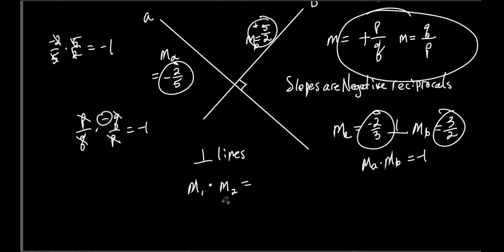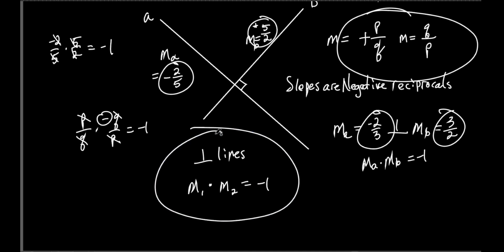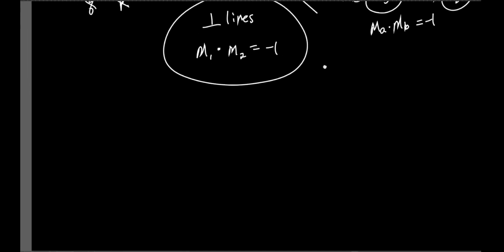So, anytime you have perpendicular lines, the slopes, if I multiply them together, are going to equal what? Come on, we've done it 3 times now. I've started a pattern. It's negative 1. That's right. Okay, so if you have two lines that are perpendicular to each other, if I multiply their slopes, you get negative 1.